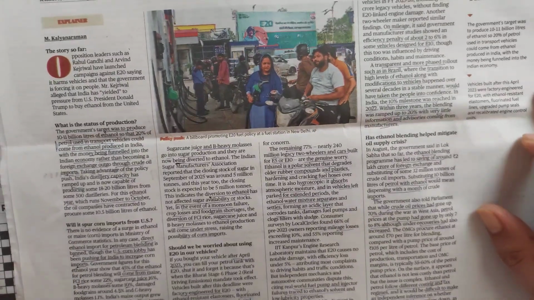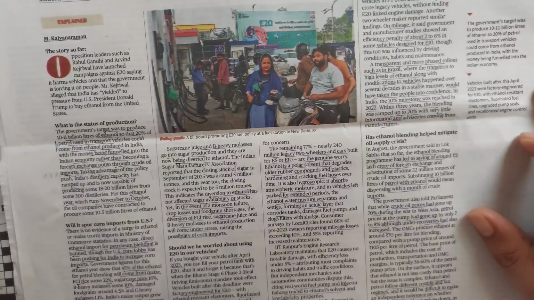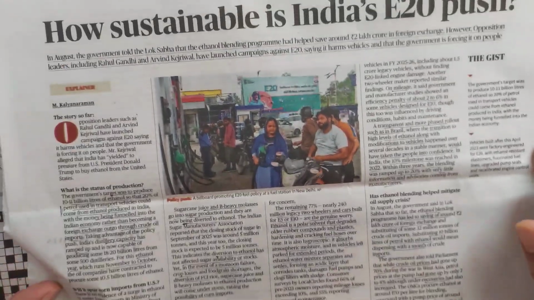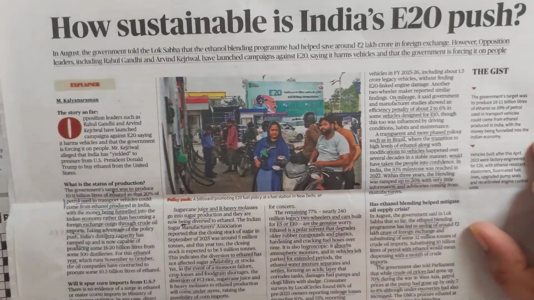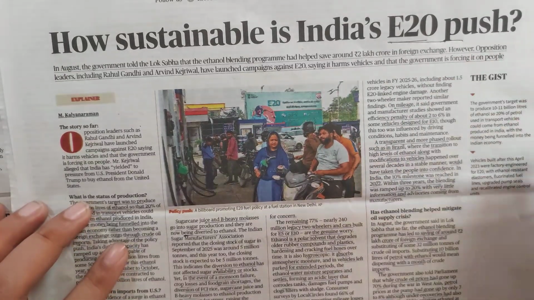Today also we will discuss 3 articles from The Hindu, and we will understand those articles from the perspectives of answer writing, how a question can be framed entirely based on those articles. So this is the first article. It is actually an explainer and it relates to India's E20 push.